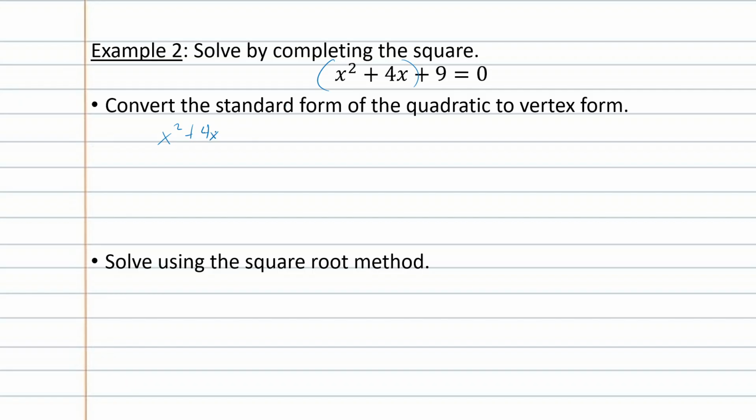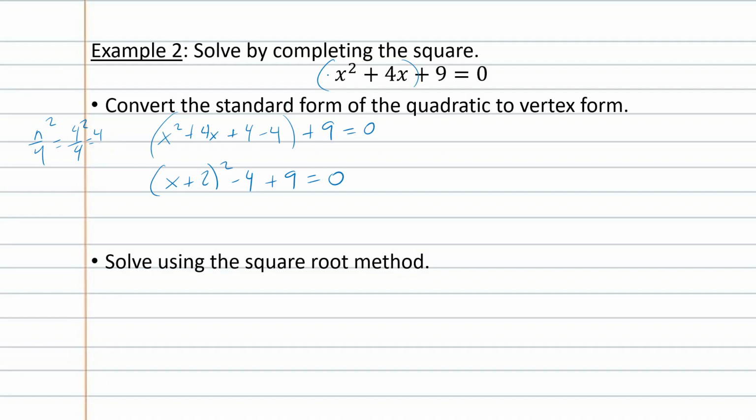Right? The n here, we're looking at n squared over 4, right? The n here is 4, so that's 4 squared over 4, which is really just 4. So I need to add 4 here and subtract 4 here, right? Then I have the plus 9 equals 0. I need to actually factor it here. So that winds up with x plus 2 squared minus 4, and then plus 9 equals 0, right?